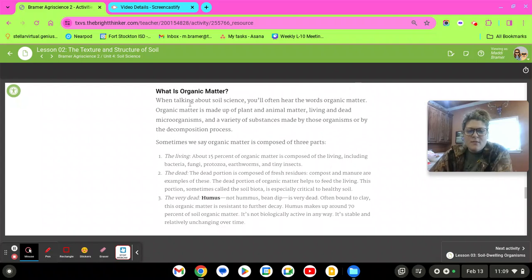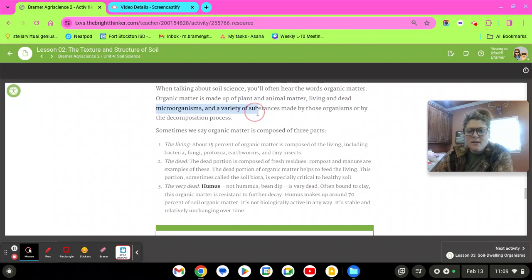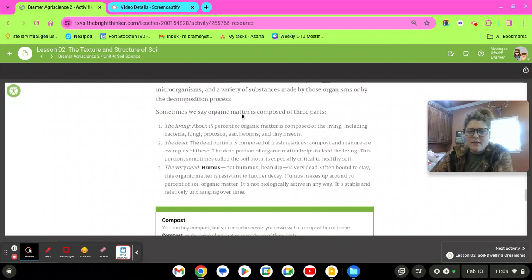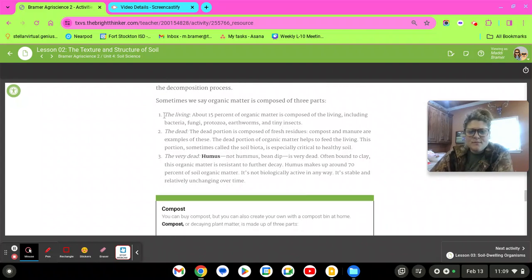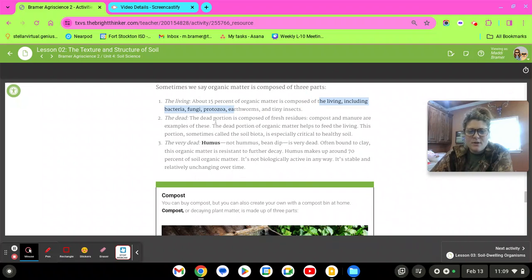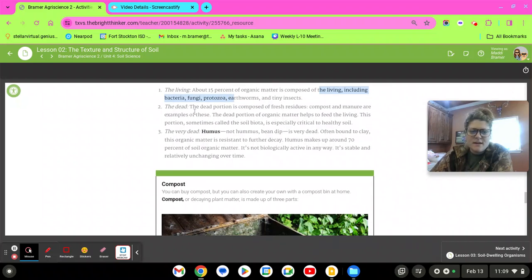All right, so organic matter. We've kind of touched on this before. Organic matter is made up of plant and animal matter, living and dead microorganisms, and a variety of substances made by those organisms or by the decomposition process. Sometimes we say organic matter is composed of 3 parts. Living, so about 15% is actual living matter.